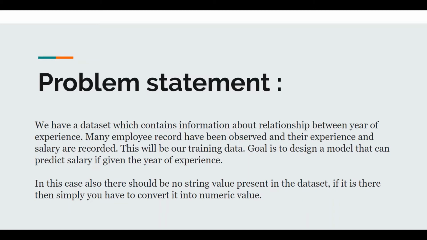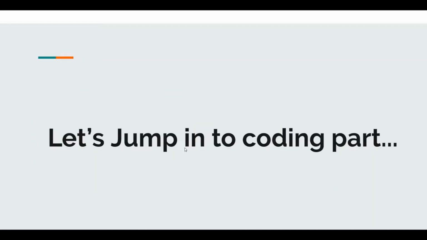Like if it is having gender as male and female, so we will suppose that male is 1, female is 0, as our model does not take any string value. So this is the point to be noted. So now let us jump to our coding part.